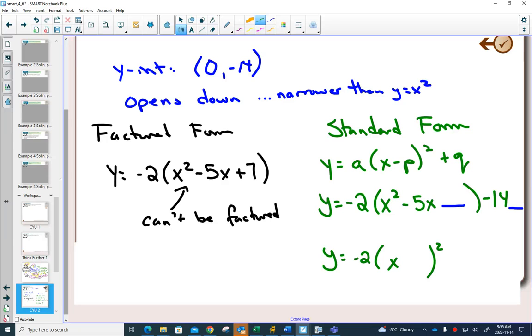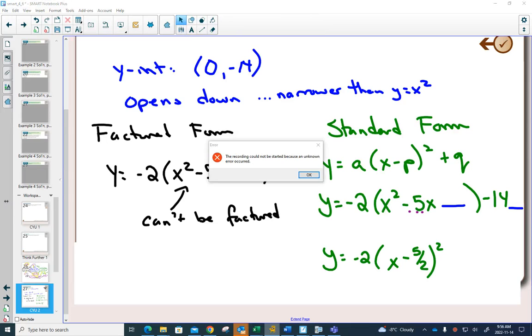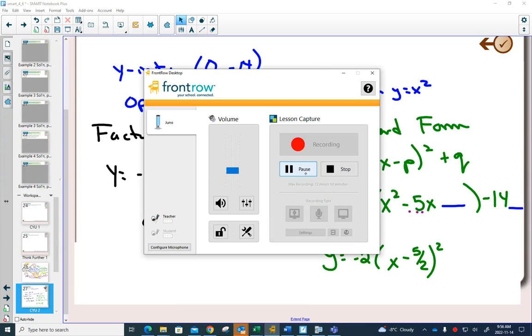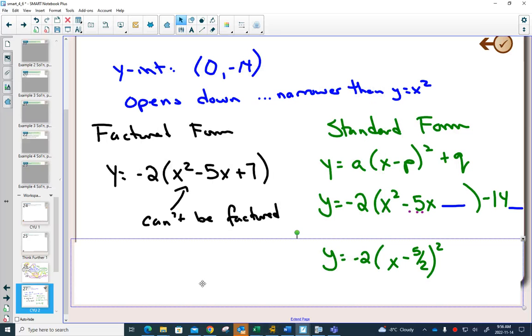The hint is the -5. If you have a -5 there, then inside will be -5/2.